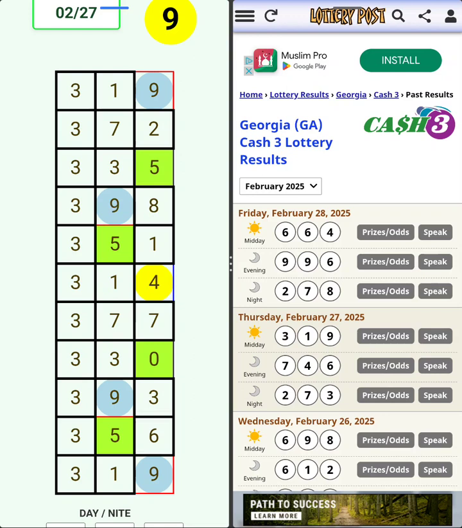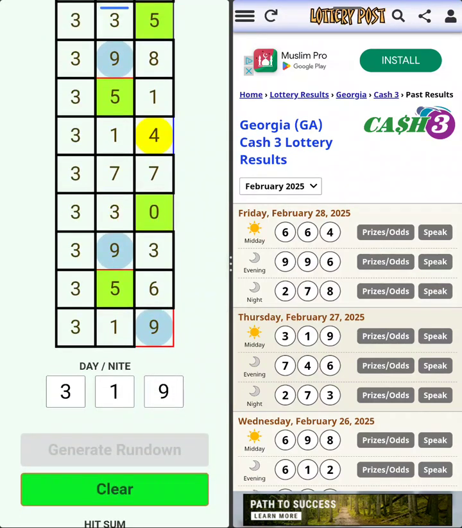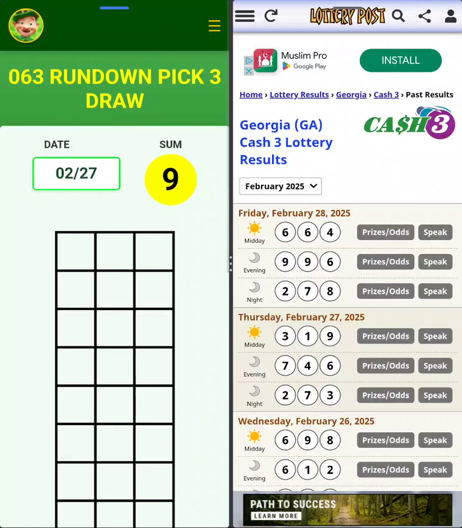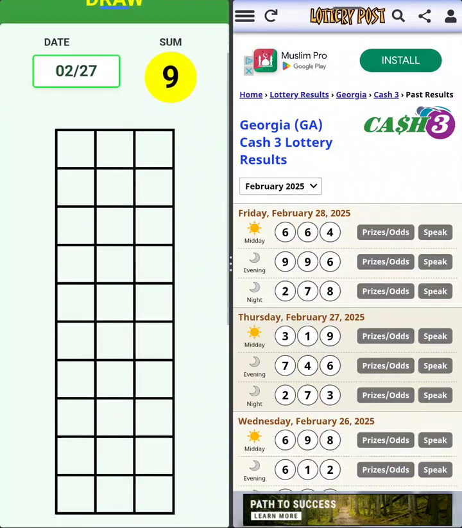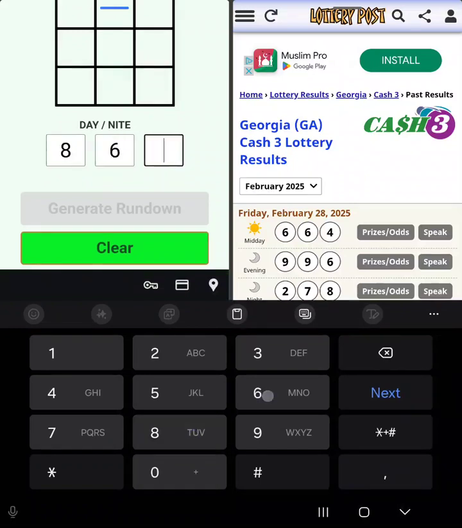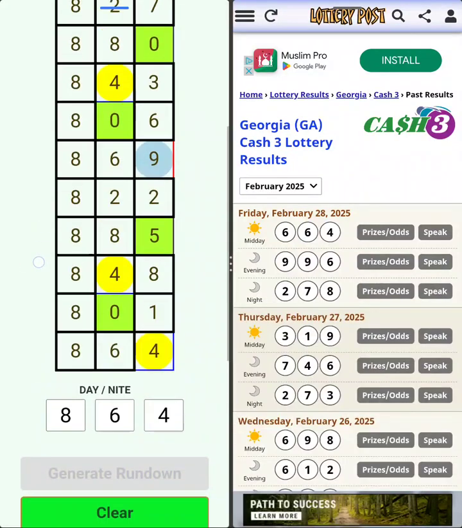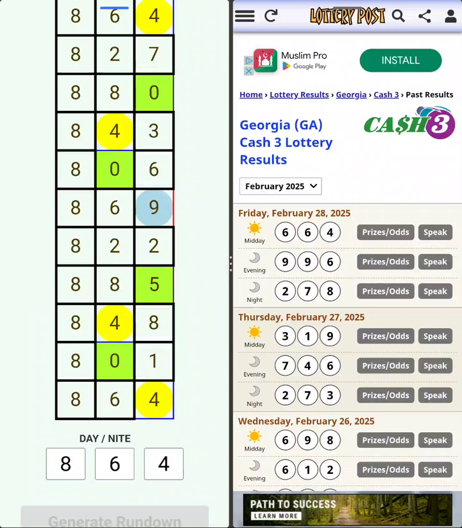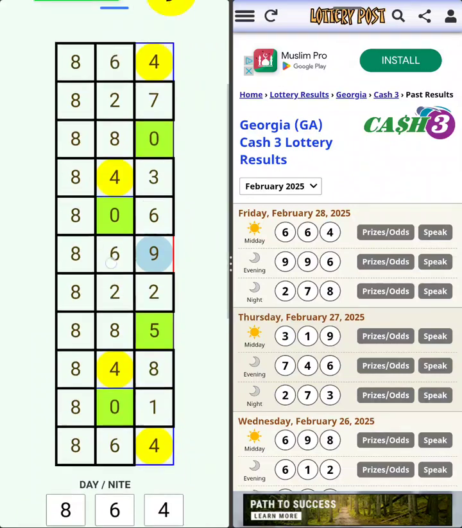If you want to see another view of it, you could also input the number 319 as a mirror. So that number flip would be 864. That's the mirror of that 319. So if we clear it out, we use the same date, the 27th, and instead of 319, we put in 864. Let's see what we get. Generate the rundown. And around those 9s, we're going to look for 746.